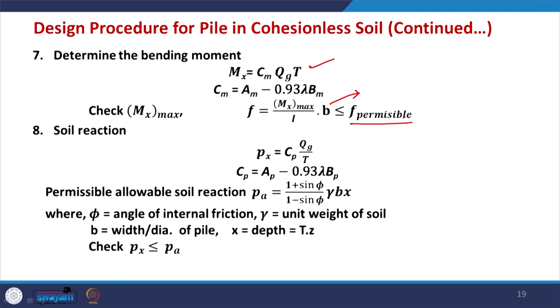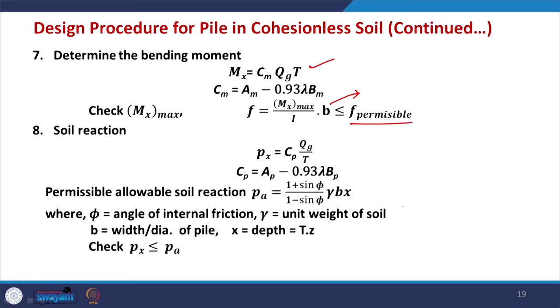Then you have soil reaction. Soil reaction can be calculated using this relation: Px equals Cp Q z by T, where Cp itself is Ap minus 0.93 lambda Bp. So, using this relation you can find the value of soil reaction, which will be varying with the depth. And at any depth the soil reaction Px should be less than the allowable soil reaction, which is Pa. So, Px should be less than or equal to Pa.